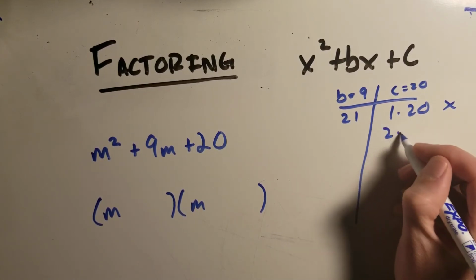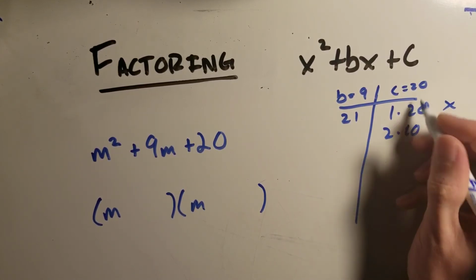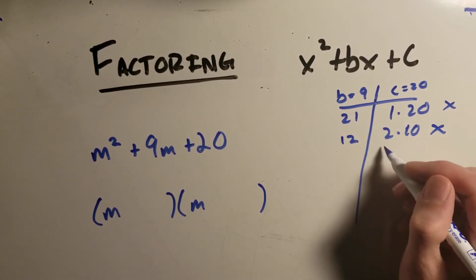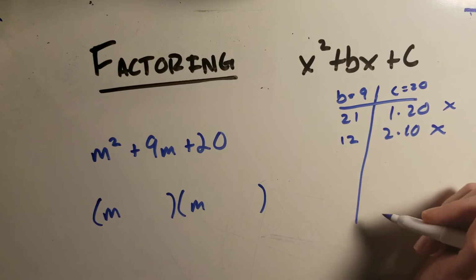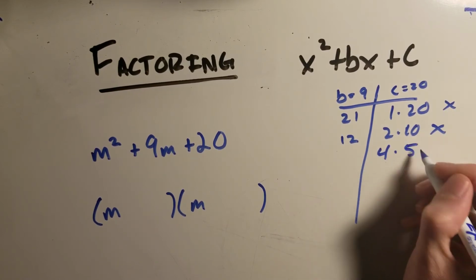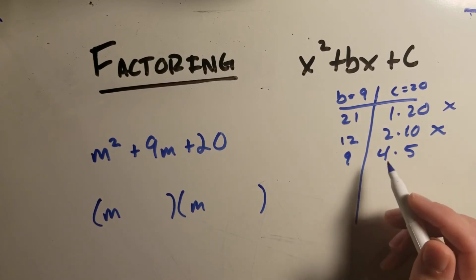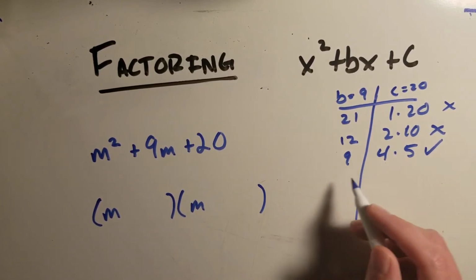Your next pair, 2 times 10, that equals 20. When you add them together, it's 12. That doesn't work. Going 3 times, well, there's nothing times 3 that equals 20, so let's jump to 4. 4 times 5 equals 20. When you add them together, it's 9. You got the 20, you got the 9. This is our winner right here.